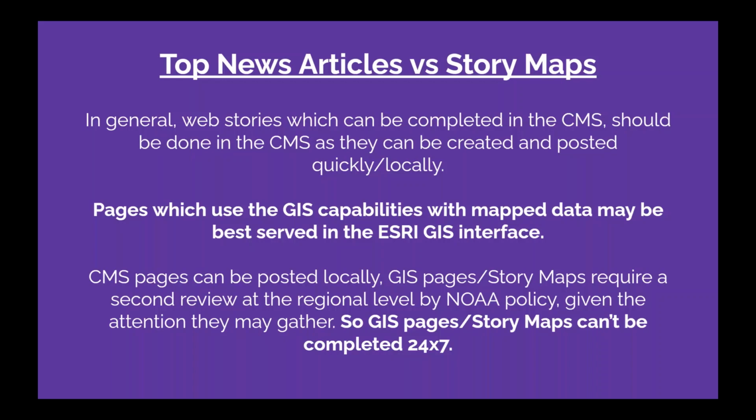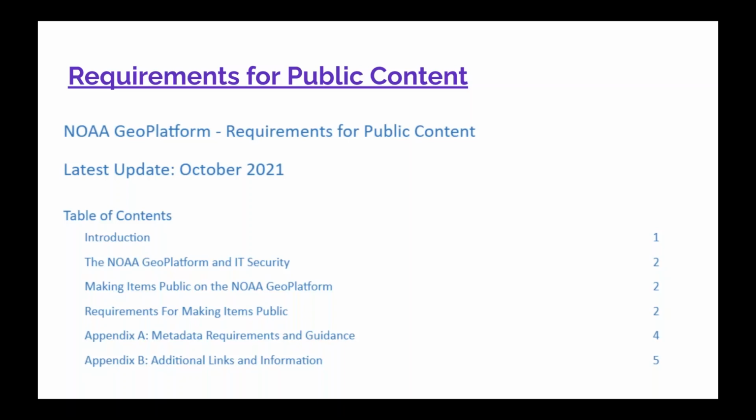But if it's information that needs to get out as soon as possible, those top news write-ups, articles, top news stories are probably going to be the better avenue in the short term. And there is documentation that has the requirements for public content. So again, anytime you put together a story map, you have to submit a trouble ticket, which we'll get to, to publish that content publicly. And in order to do that, there are requirements that have to be met when it comes to the content that's in the story map.